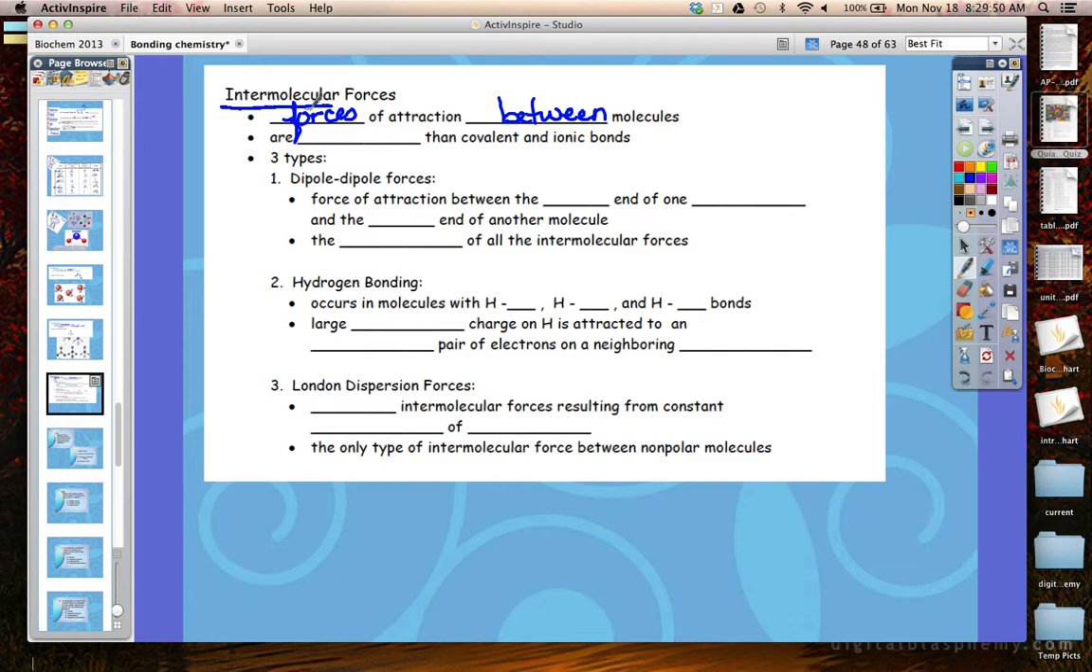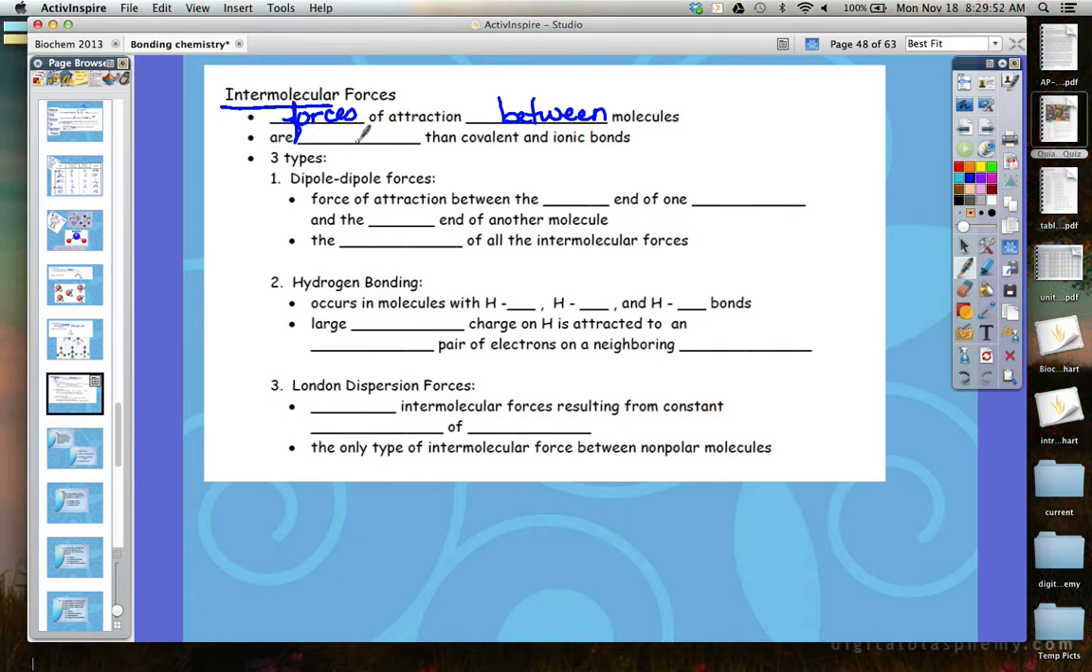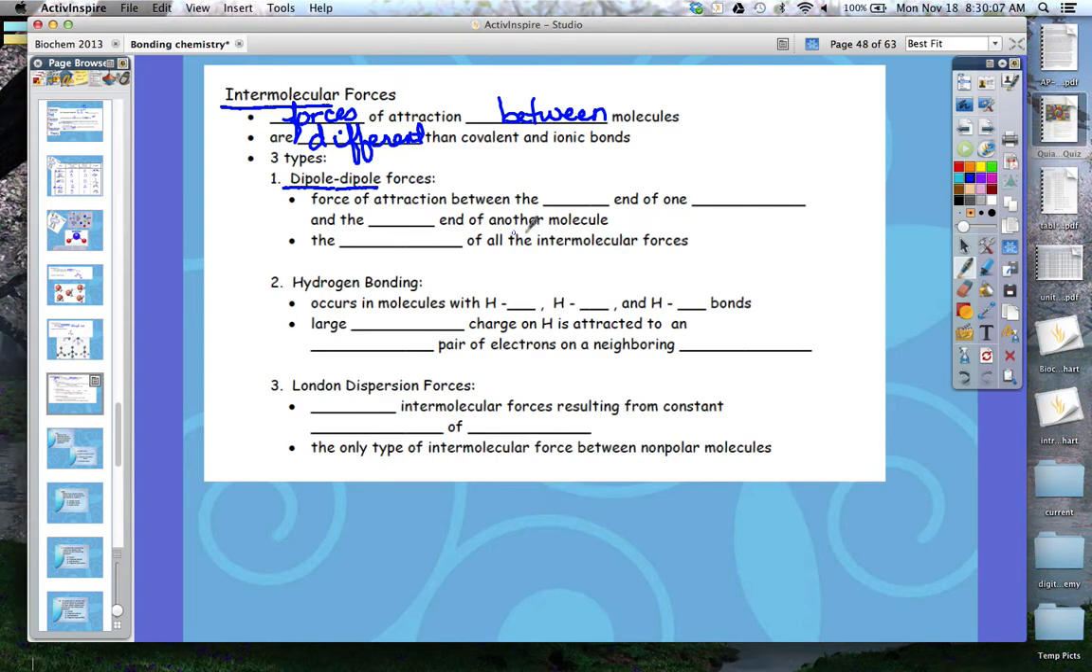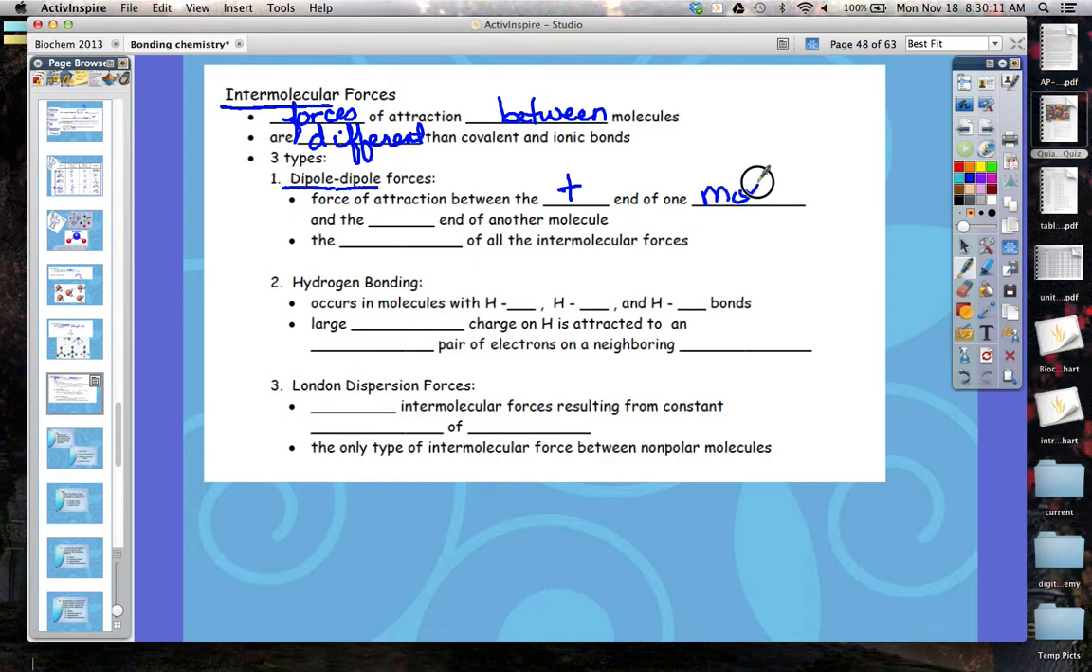So what we're going to do is talk about these, which are different than covalent and ionic bonds. And we have 3 types. We have something called a dipole-dipole force. And this is the force of attraction between the positive end of one molecule and the negative end of another.